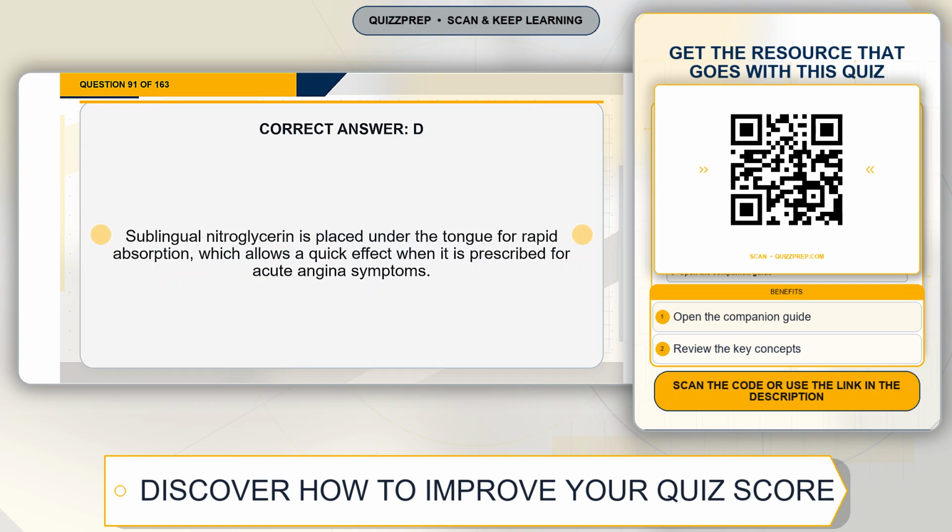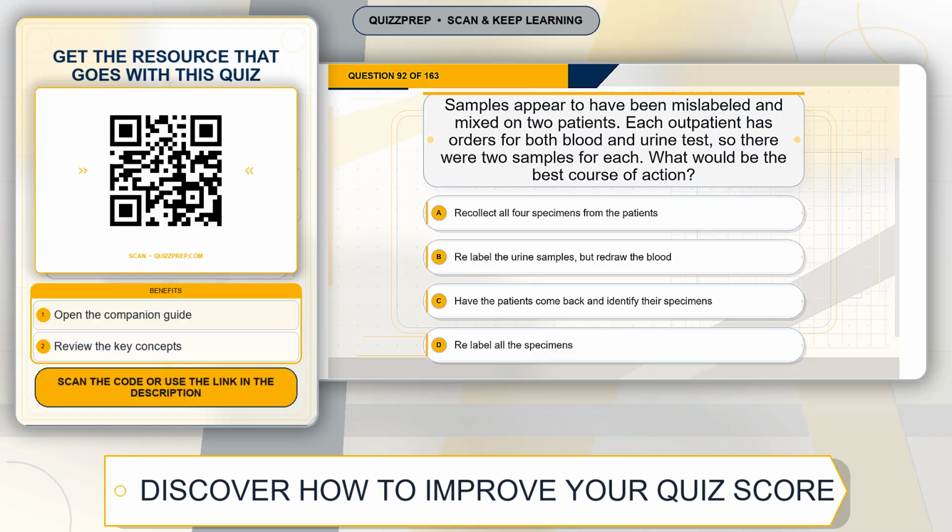Explanation. Sublingual nitroglycerin is placed under the tongue for rapid absorption, which allows a quick effect when it is prescribed for acute angina symptoms. Question 92.